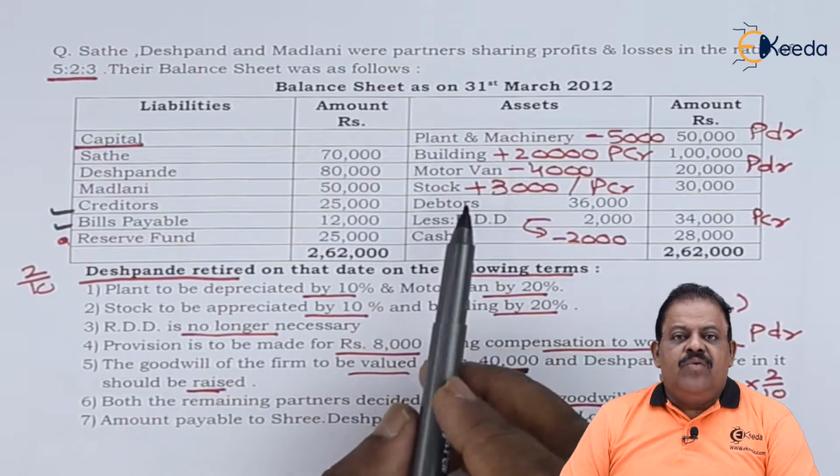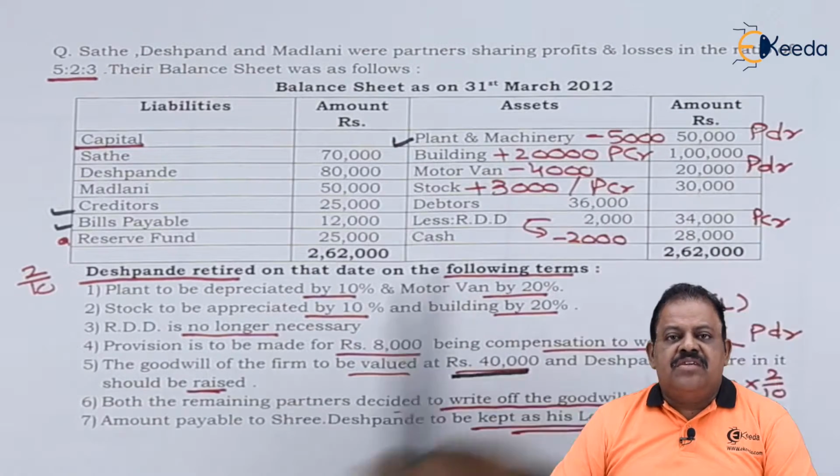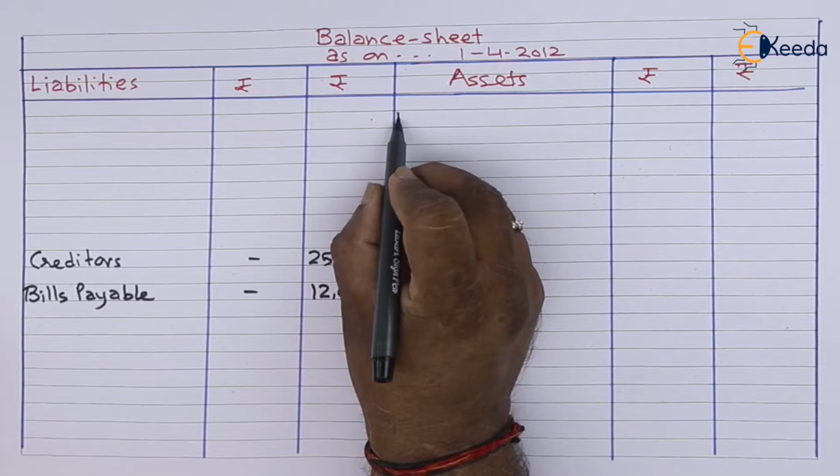On the asset side now, let us go through the items. Plant and machinery is 50,000. There is an adjustment on this item, so it will be recorded in the inner column in the new balance sheet.